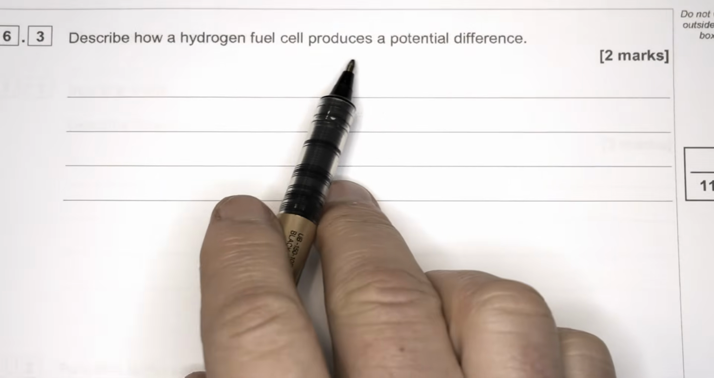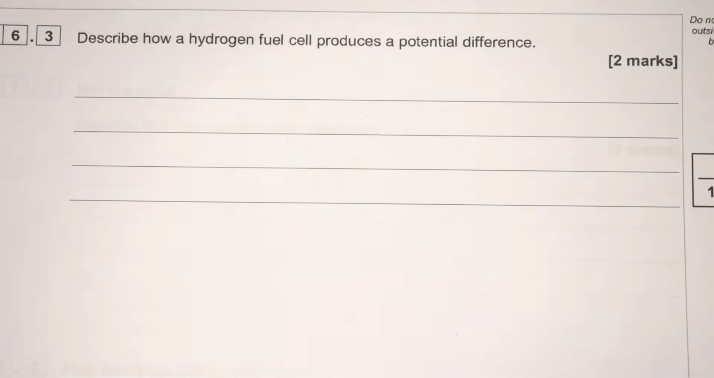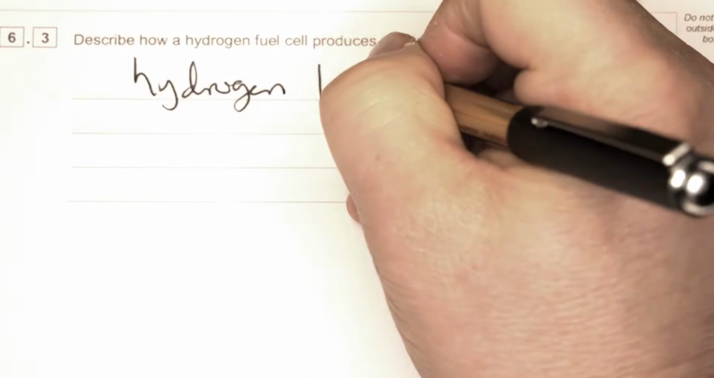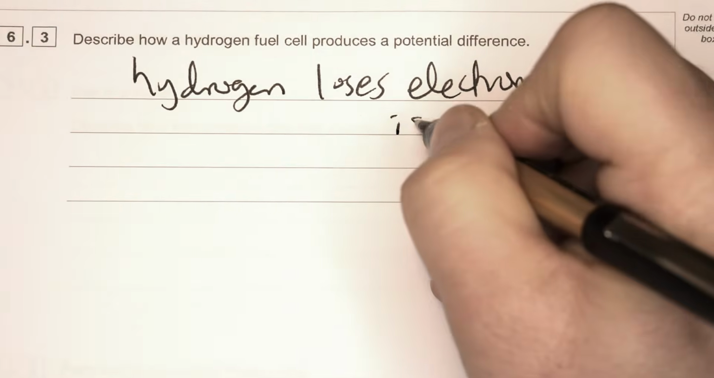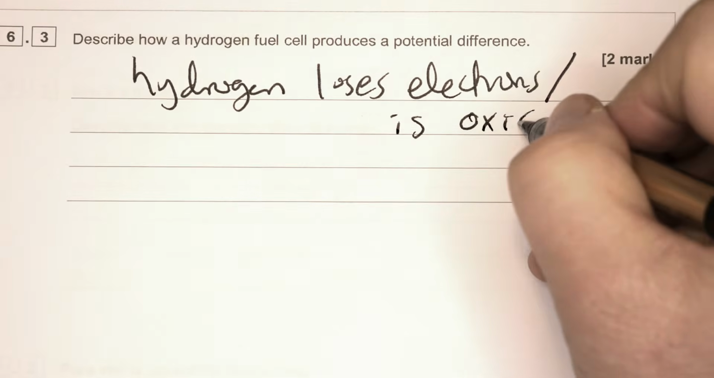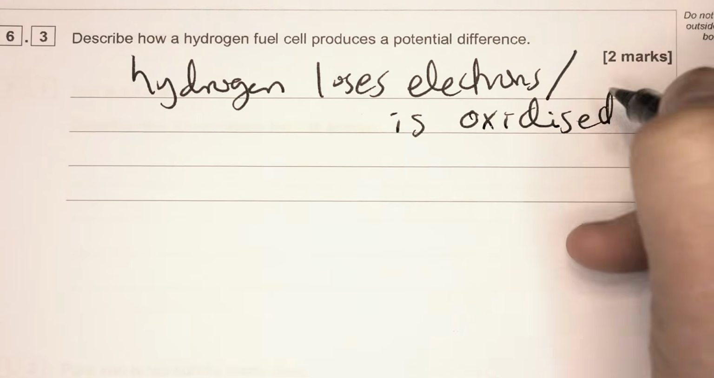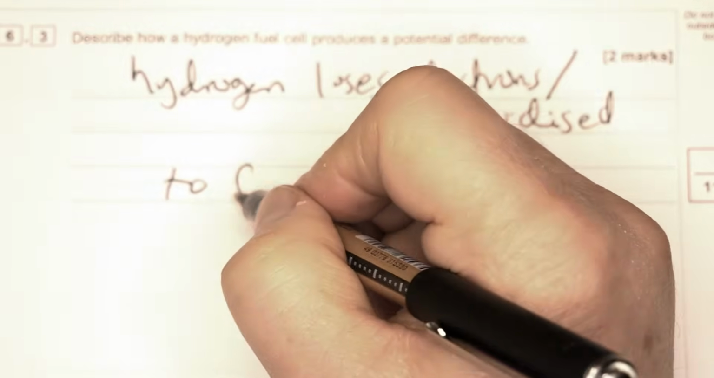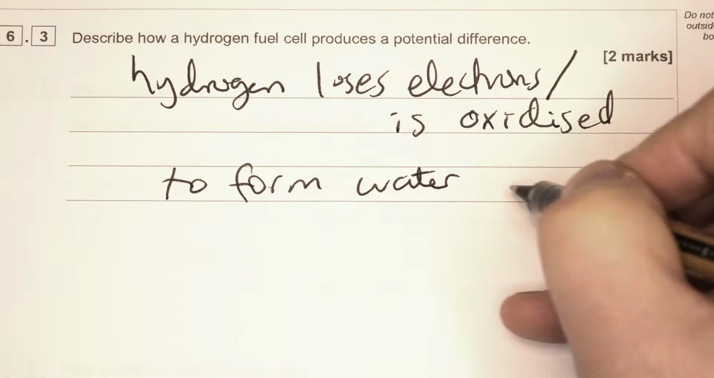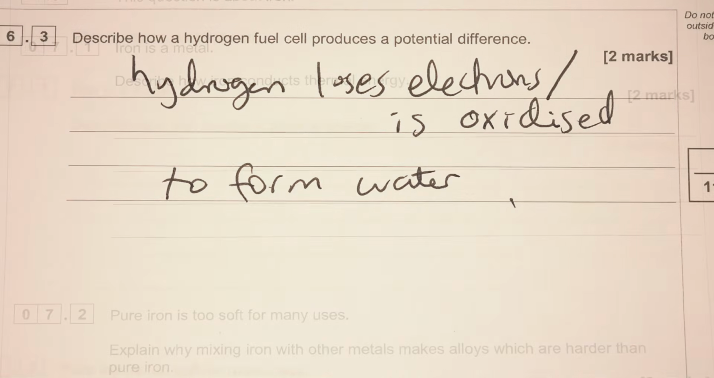Describe how a hydrogen fuel cell produces a potential difference. Well, hydrogen loses electrons, or you could say is oxidized, because remember, oxidation is loss of electrons, and when it does that, in the end it forms water when it's reacted with the oxygen.